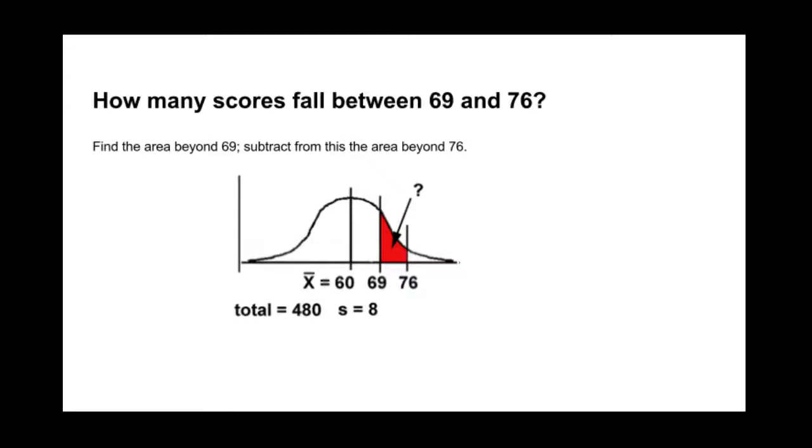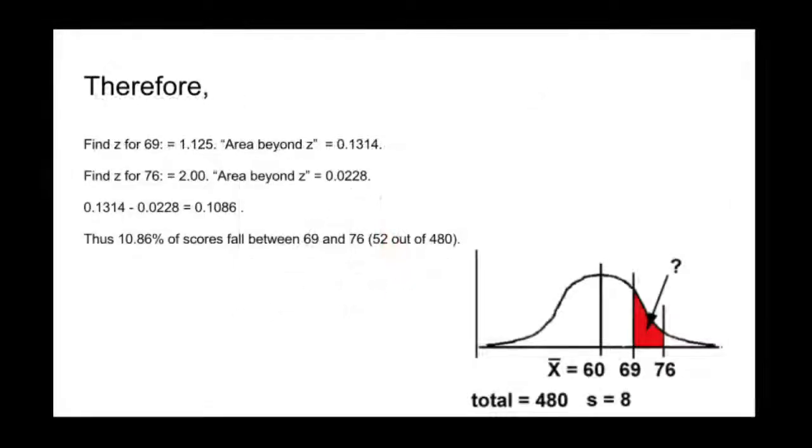How many scores fall between 69 and 76? Find the area beyond 69, subtract the area beyond 76 from it, and it will give you the proportion between them. Therefore, find z for 69, it will equal 1.125. Area beyond z will equal 0.1314. Find z for 76, it will equal 2.00. Area beyond z will equal 0.0228. Subtract 0.0228 from 0.1314 and it equals 0.1086.